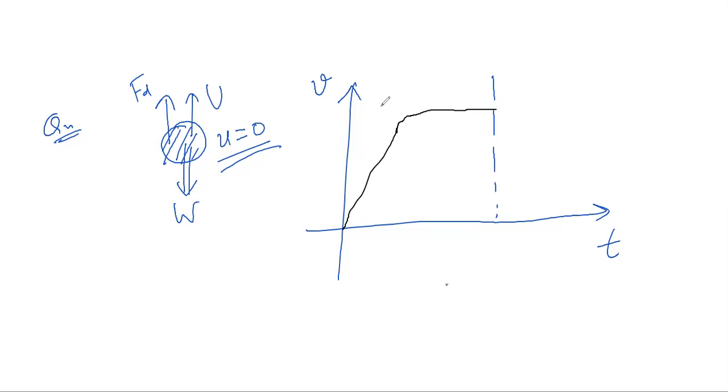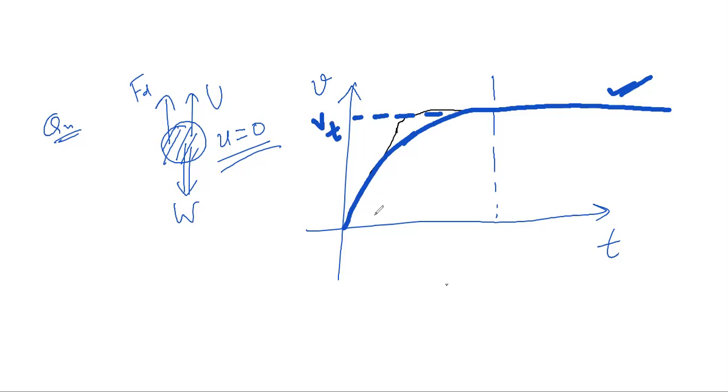And this particular line will not be that straight. It will be a curved line like this. And after some time, it will attain terminal velocity, and it will fall down with this particular velocity only. So this is the terminal velocity.